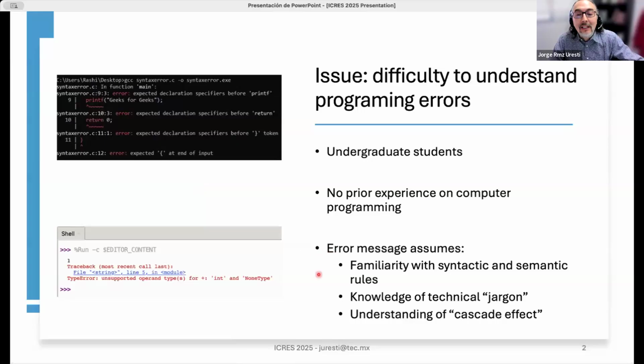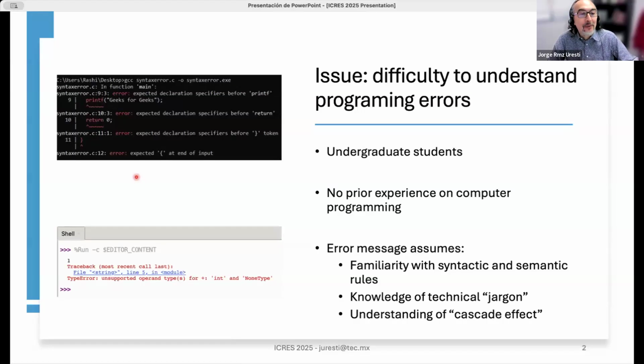And finally, they have this kind of cascade effect, like you can see here, that there are a lot of errors at the same time. And when you are a beginner, it's very frightening, very intimidating, to see all of these errors when I just wrote one line. So that's a problem that we have with students that are beginning to learn how to program. So we were thinking how to solve this problem.